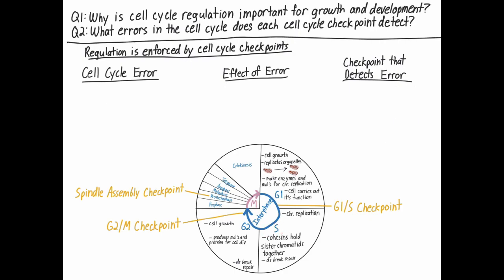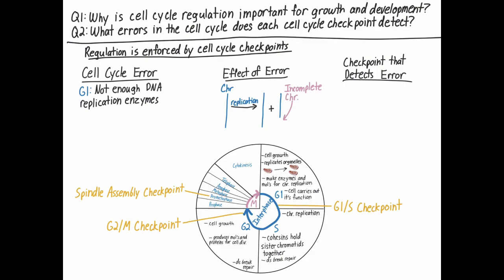During S phase, the chromosomes are replicated. But if not enough DNA replication enzymes are produced during G1, the replication of the chromosomes might not be completed, and some parts of chromosomes might not be replicated. The incompletely replicated chromosome would be missing many genes, which could lead to cancer or other genetic diseases. To help avoid this, the G1S checkpoint also checks if enough DNA replication enzymes have been produced during G1.